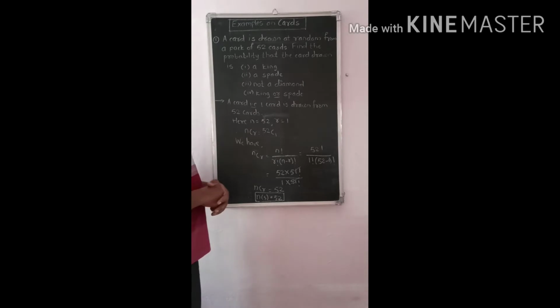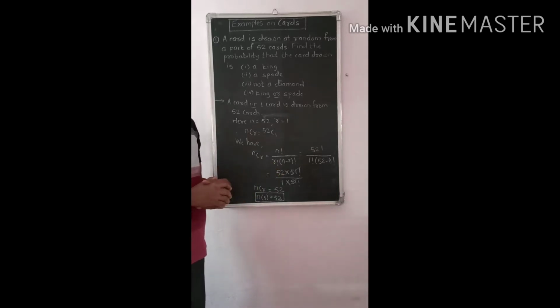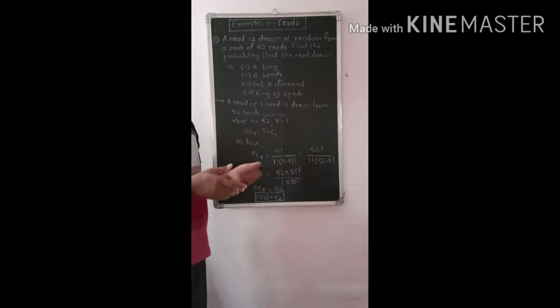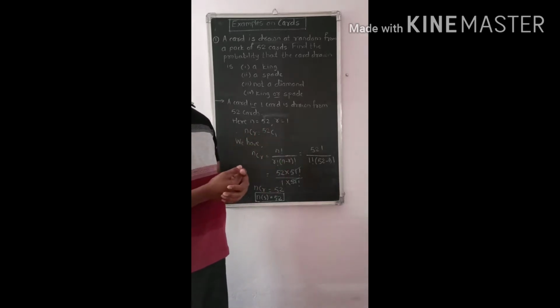A card is drawn at random from a pack of 52 cards. Find the probability that the card drawn is a king, a spade, not a diamond, king or spade. Here is a random experiment of playing cards. In a playing cards game, there are total 52 cards. Okay, out of which 52 cards are divided in two parts. There are 26 red cards and 26 black cards.